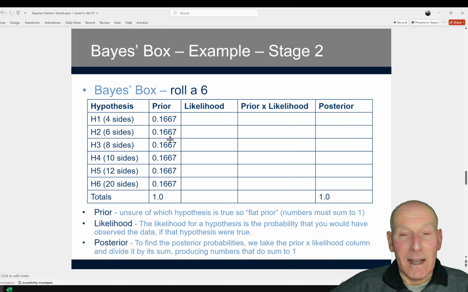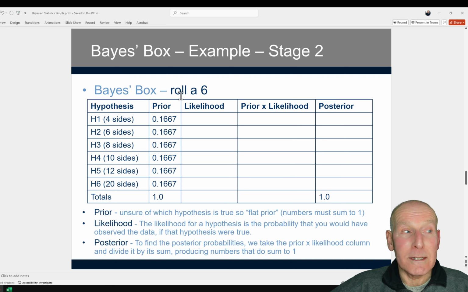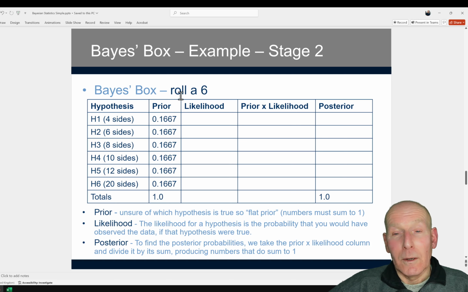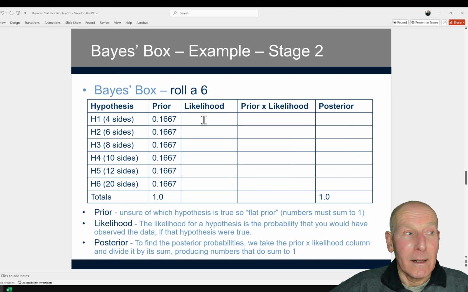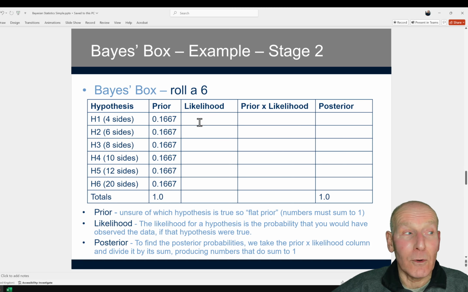So before we do the real experiment, let's just do a simulation to see how this Bayes box works. So let's say I roll a 6. Well, then we need to generate what we've called the likelihood function. Now, if you think about this logically, then we've got H1, which is a 4-sided dice. The likelihood of rolling a 6 on a 4-sided dice is actually 0 because it only has the numbers 1 to 4, so that becomes a 0.